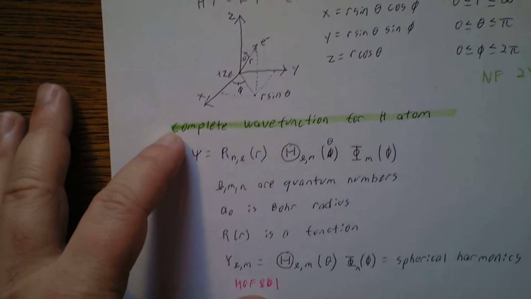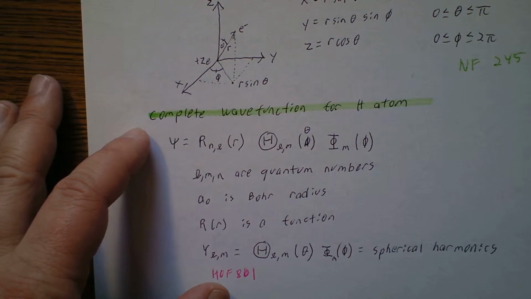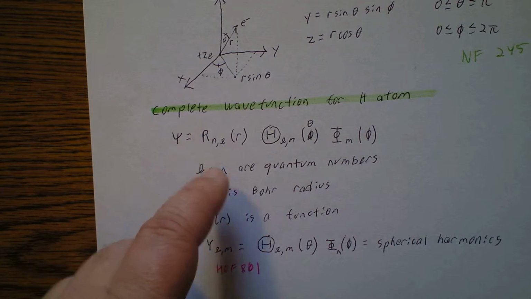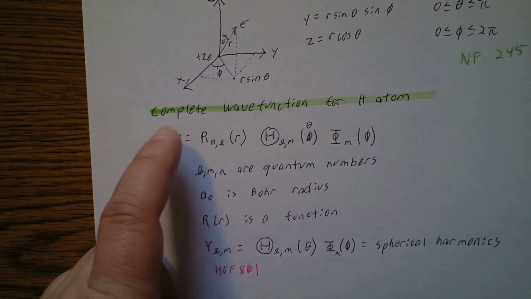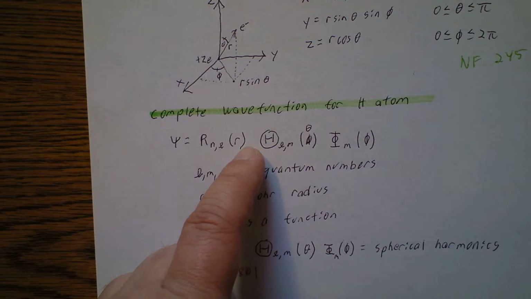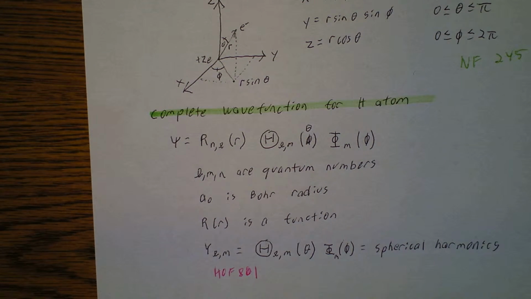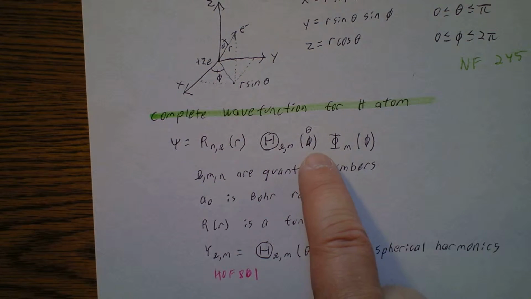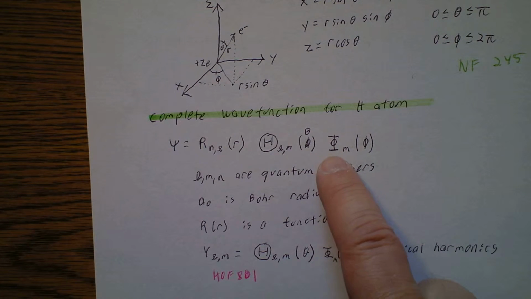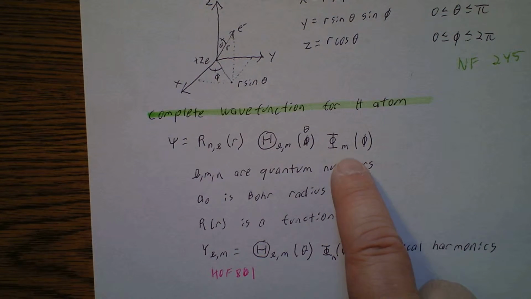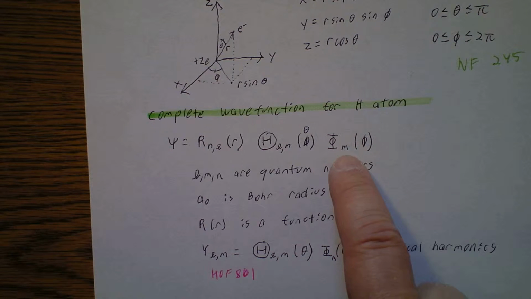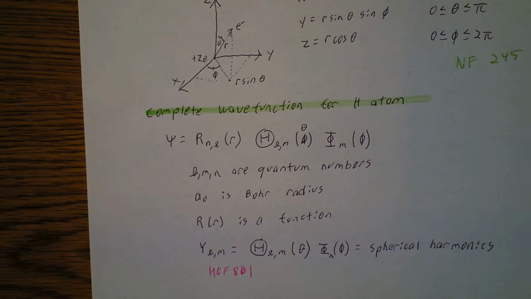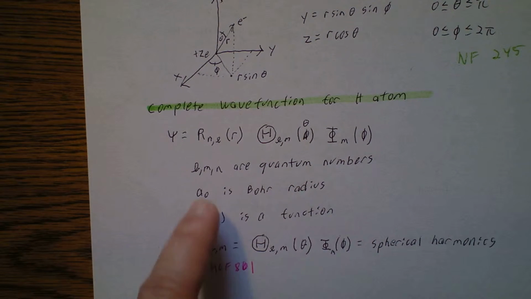So let's talk about the complete wave function for a hydrogen atom. Psi is equal to a radial function, which is a function of the quantum numbers n and l and the radius r, times a function of theta, which is also a function of two other quantum numbers, times another function, a capital phi, dependent only on the angle phi. Again, l, m, and n are quantum numbers.